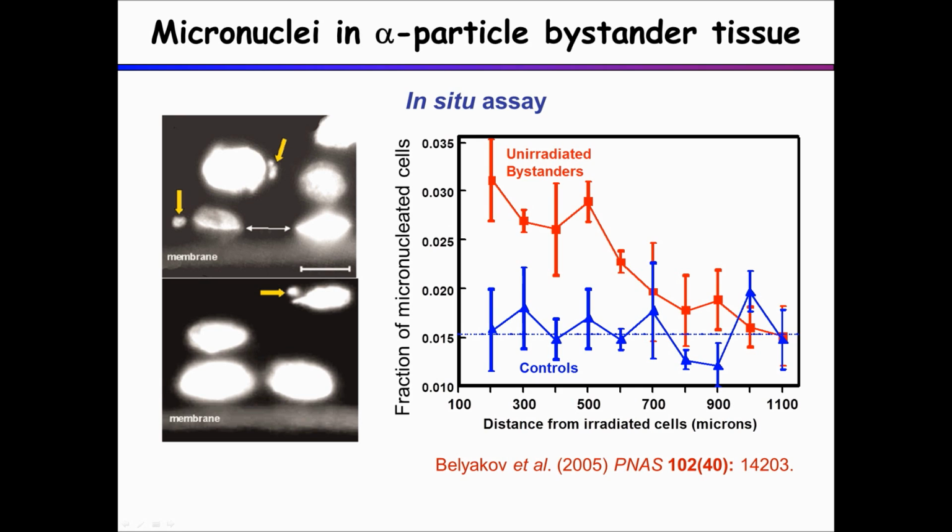And so using this sort of a setup, this is some work which was done a while ago now, came out in PNAS in 2005. This was the first proof of principle using these tissues and showing that we really could microbeam irradiate a plane of cells and then look at an effect at a distance away.